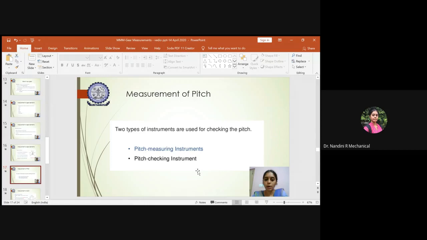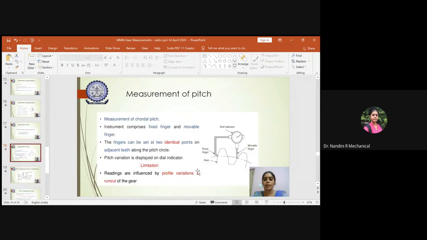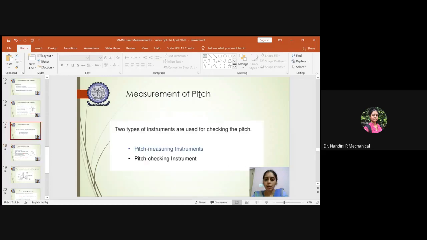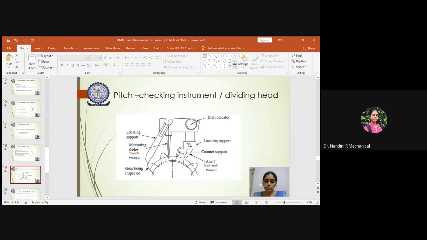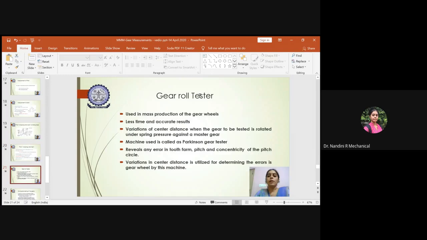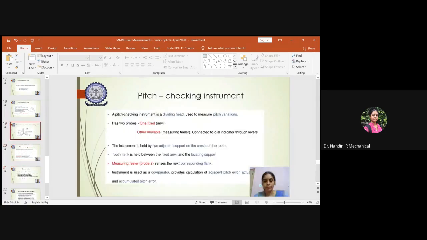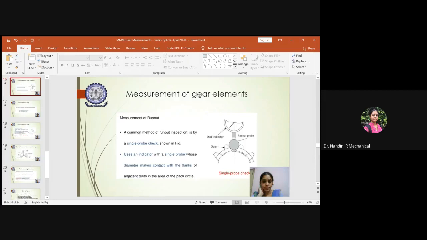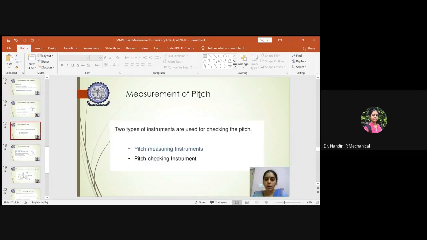We used two instruments for the measurement of the pitch, which were the pitch measuring instrument and the pitch checking instrument. So how does a measurement of pitch take place in case of the pitch measuring instrument and the pitch checking instrument? We also dealt with the limitation related to measurement of pitch using the pitch measuring instrument. Then we went on with respect to the pitch checking instrument, how it works and what are its limitations. Then the other instrument was the gear roller tester. So we used the gear roller tester instrument also to measure the gear elements.